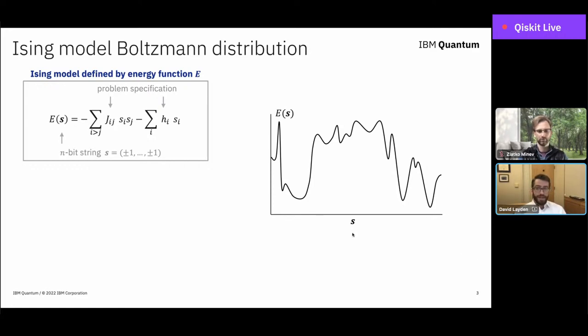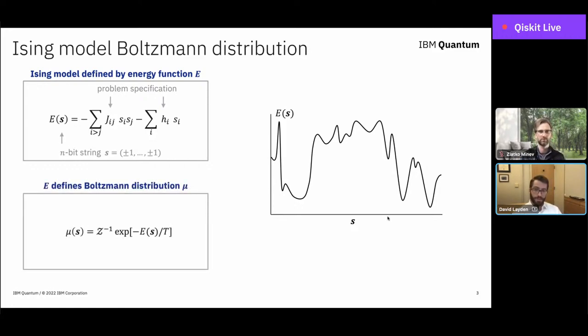Now, this energy function is not a probability distribution, but it does in turn define the distribution that we're going to be interested in today, namely the Boltzmann distribution, which I'm going to represent with the letter mu. Now, this Boltzmann distribution assigns some probability to every n-bit string that's proportional to the negative exponential of the energy of that string divided by some scaling factor t. Now, this z term out front is called the partition function, and it's just a normalizing coefficient. It's just there to ensure that all of these probabilities sum to one. And the scaling factor t is often called the temperature in physics, and it's just some arbitrary positive number that's given to us as part of the problem specification.